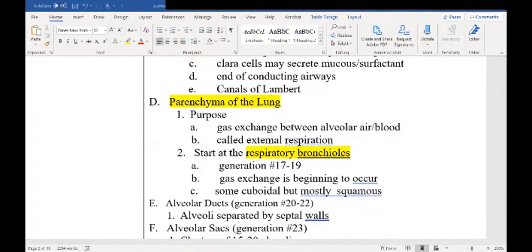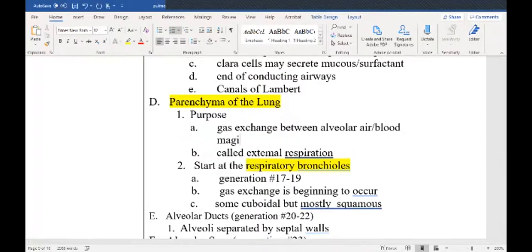Then finally, guys, we get to the land of the magic, which is the parenchyma of the lungs, also known as your respiratory bronchioles. The purpose of the parenchyma of the lung is gas exchange between the alveolar air and the blood. That's the magic.